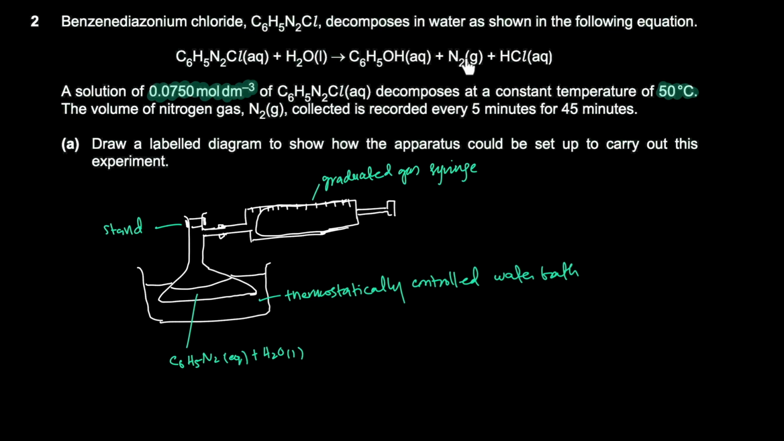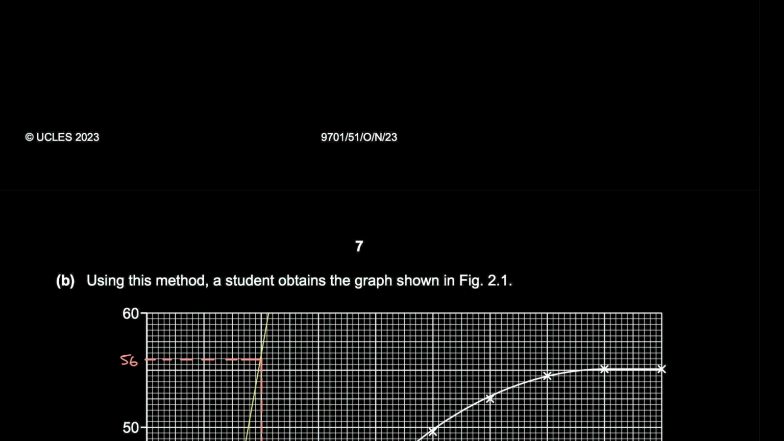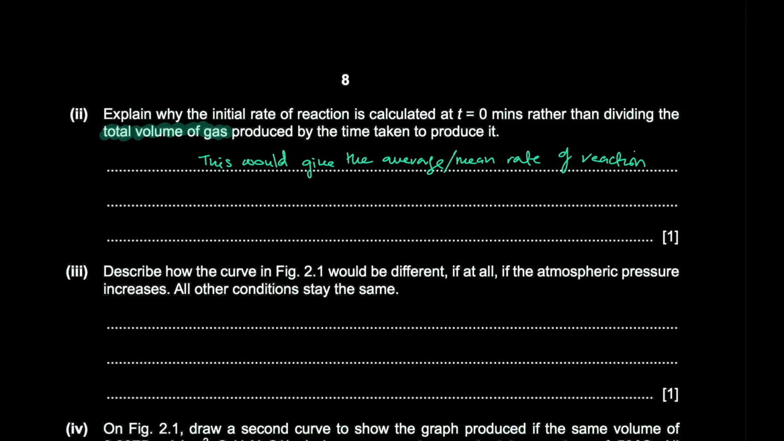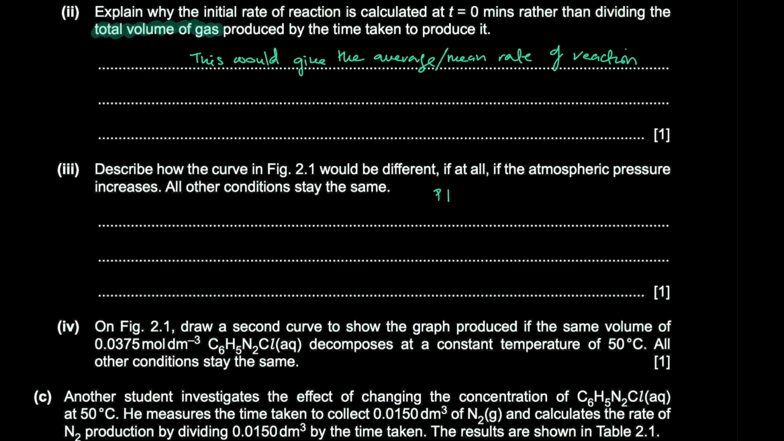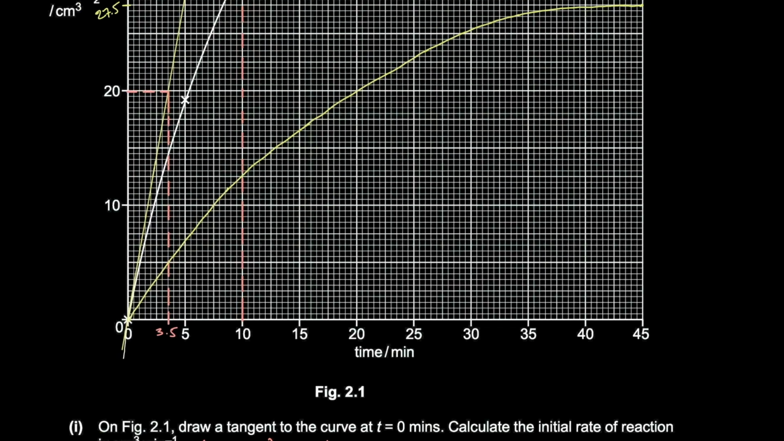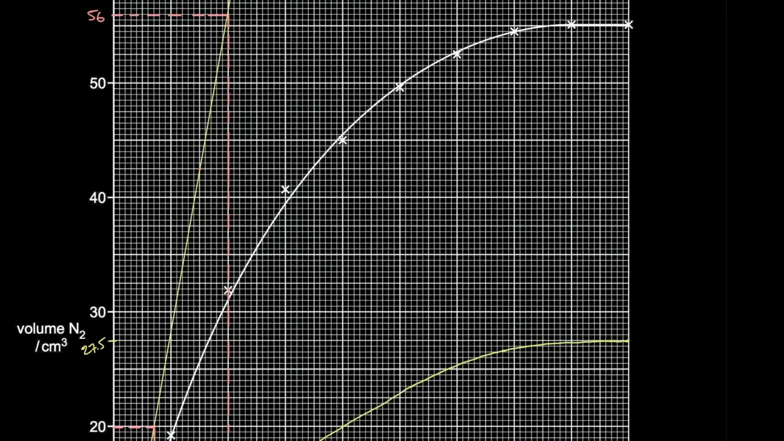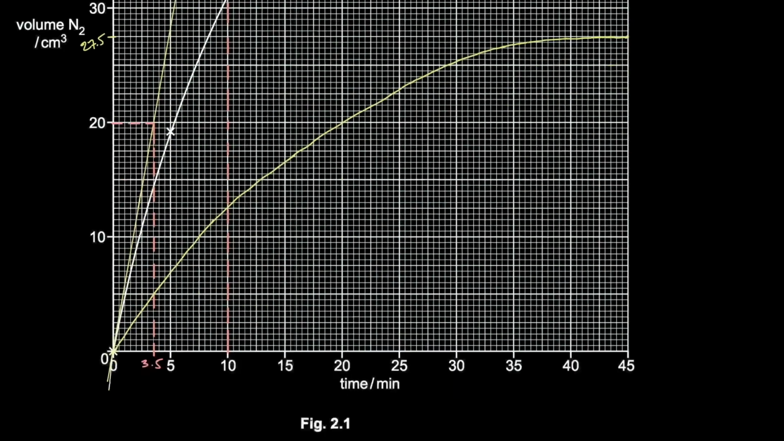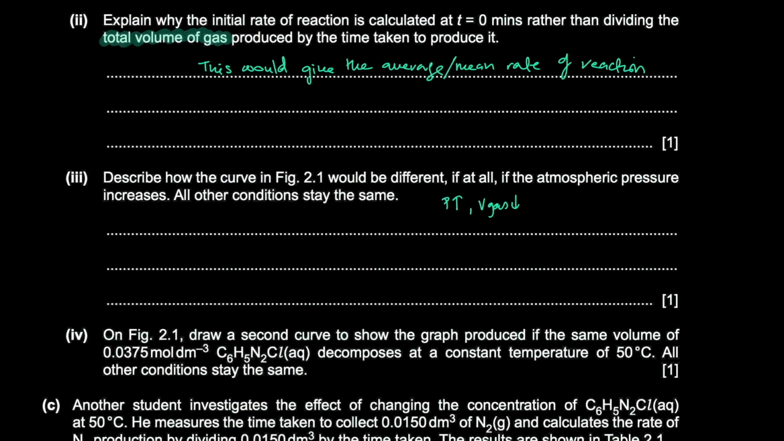However, since you're collecting a gas, if you increase the pressure, the volume of gas decreases, right? Because for gases, pressure is inversely proportional to the volume. So if you increase the pressure, the volume of gas collected would decrease. That would mean that the curve you obtain will be below the curve that was shown in this graph, right? Because again, pressure increase means that you get a lower volume of gas for a given number of moles.